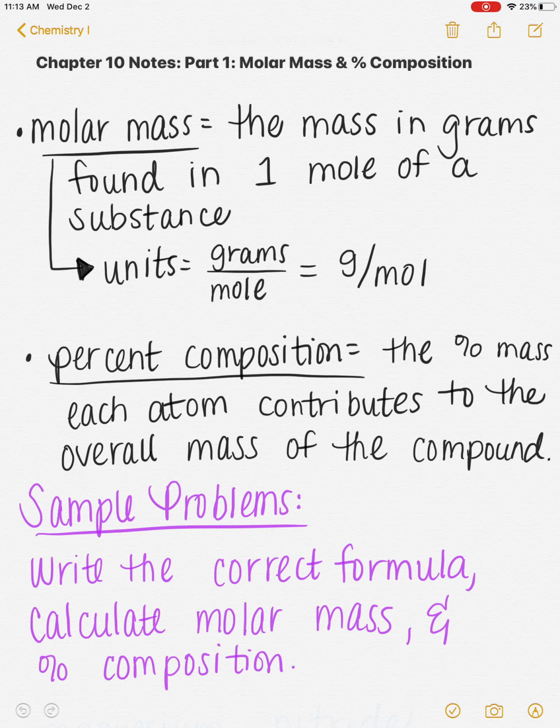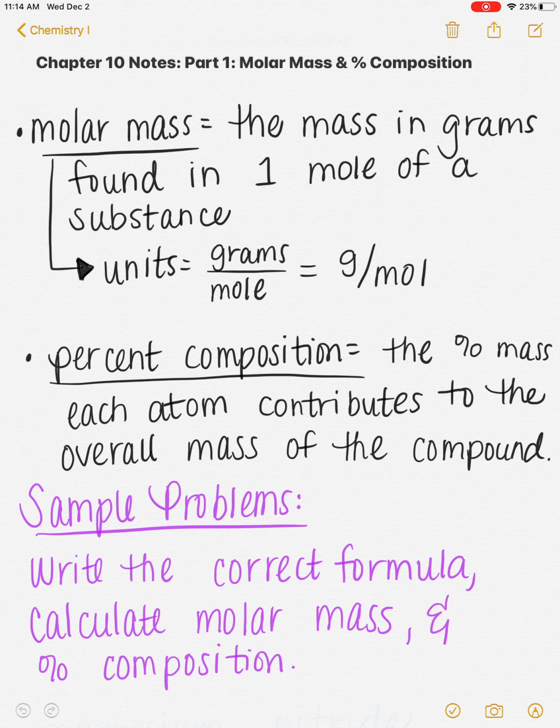In order for today's notes to make sense to you, you are going to need to have access to a calculator and a periodic table. If you don't have those items with you right now, I would encourage you to pause the video and go and gather them because you will need them. Today we are going to learn about molar mass and percent composition. So let's begin with a definition of what each of those terms mean.